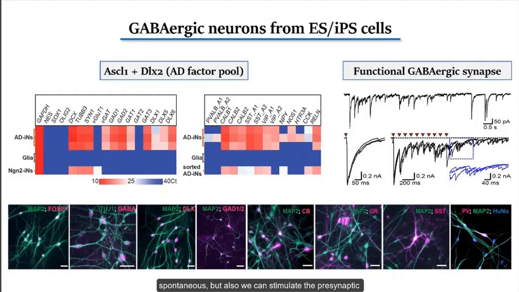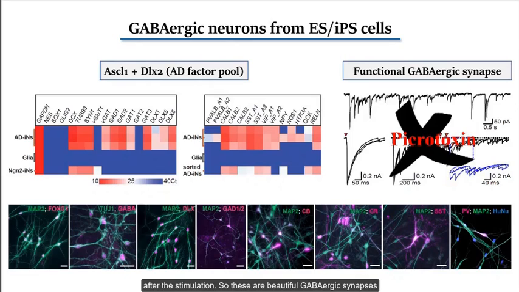And not only spontaneous, but we can also stimulate the presynaptic nerve terminal and cause the release of GABA from the presynaptic terminal, and we can record it from the postsynaptic cell. Not only with single stimulation, but we can also do trains, and we get this beautiful delayed, asynchronous release component that comes after the stimulation. So these are beautiful GABAergic synapses.